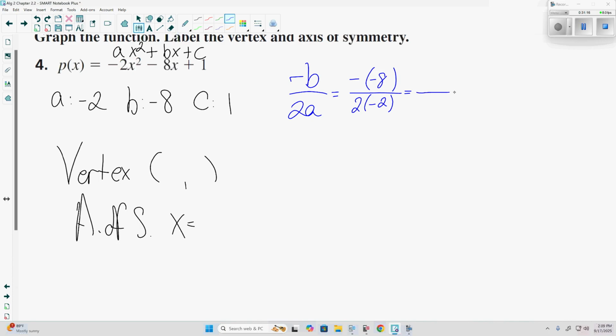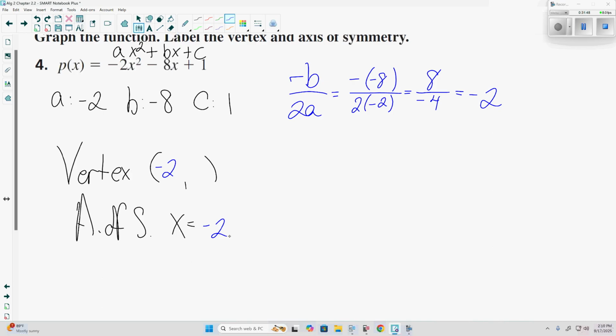Our -8 is going to be 8. 2 times -2 is -4. So at this point, we have to divide 8 by -4, yes? Well, it wouldn't need to be -2. We can just say 8 divided by 4 is 2. Positive divided by a negative is still going to be negative. So it would indeed be -2.